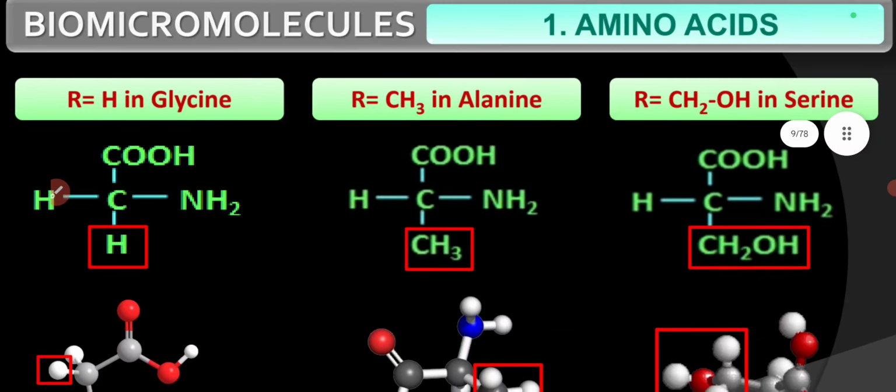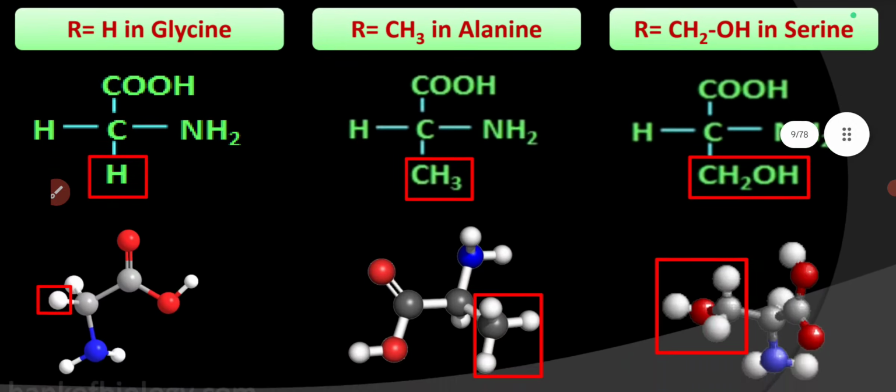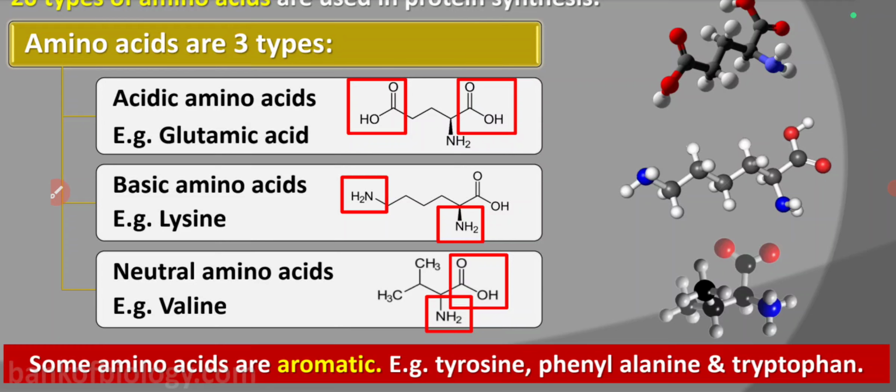Here some other amino acids: R is H in glycine, R is CH3 in alanine and R is CH2OH in serine. The diagrams are also in your NCERT. 20 types of amino acids are used in protein synthesis. Amino acids are 3 types. Acidic amino acid, example glutamic acid. As you can see, basic amino acid, example lysine, and neutral amino acid, example valine.